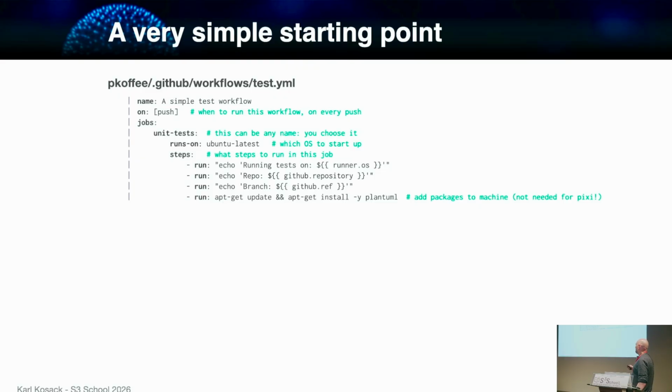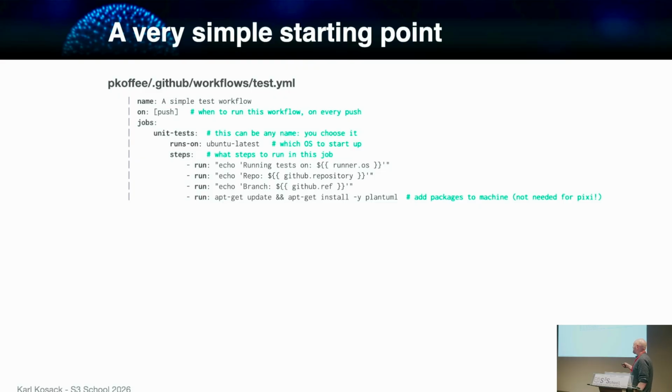I echo running tests on, and then they give you some variables that you can fill in. There's a list of these in the documentation. Some of these are like runner.os, github.repository, github.ref, and so you can use these to get information about the environment and your code that you're running in. So this will give you back, like, repo will be your user ID /pcoffee. The branch will be, if you've created a branch name, the name of the branch.